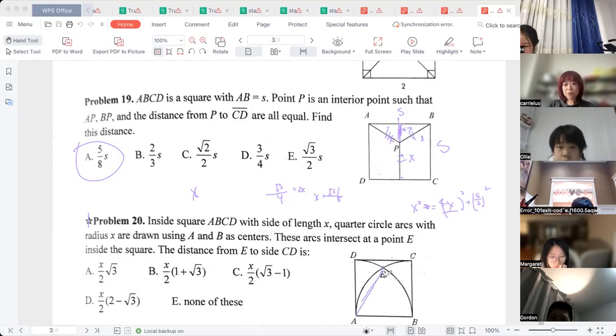Because it is an inscribed circle, basically AD equals AE because they are both the radius, right? And you can make EF and EG with the right angles. So basically this is X over 2, this is X, this is S, and this is X minus S. Okay, with a bit of calculation, we can have the answer is D. Okay.